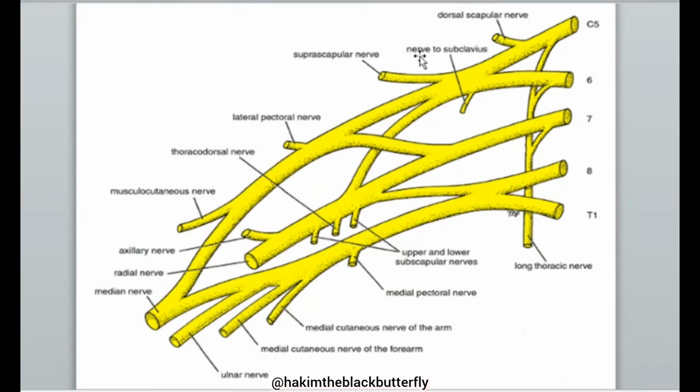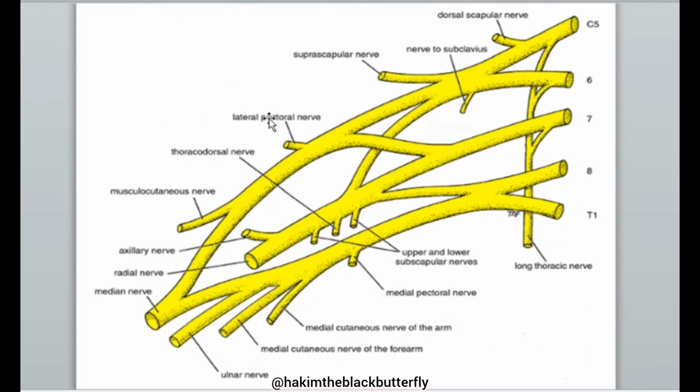Then there is the nerve to subclavius, branching off from the superior trunk. This nerve is going to supply a muscle which we shall see known as subclavius. Then there is a nerve here known as the suprascapular nerve. It's also branching off from the upper trunk. And this nerve is going to supply muscles known as supraspinatus and infraspinatus, and so on and so forth.